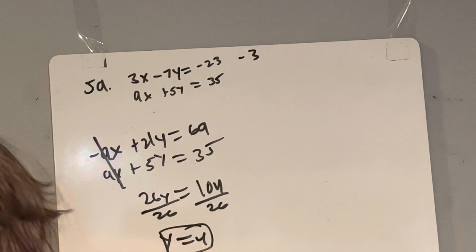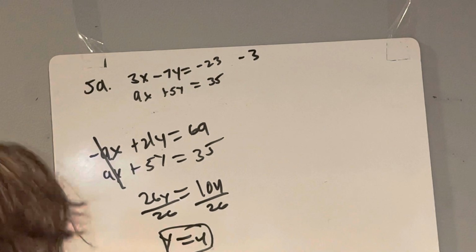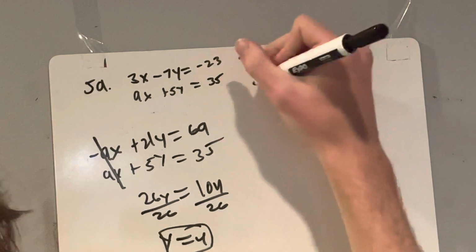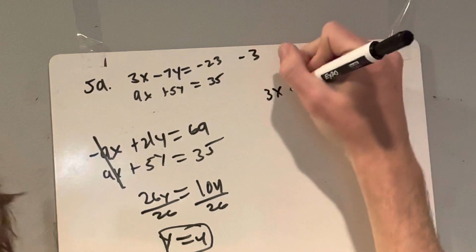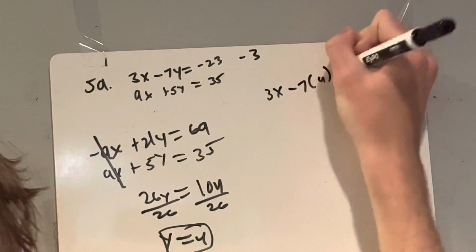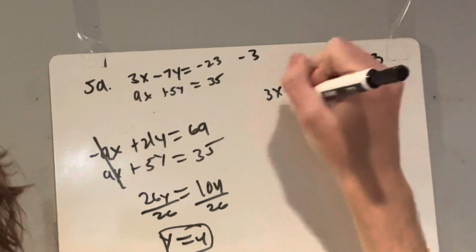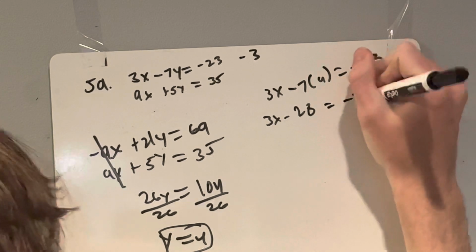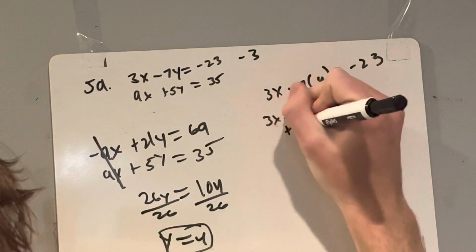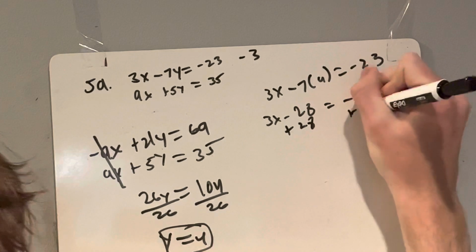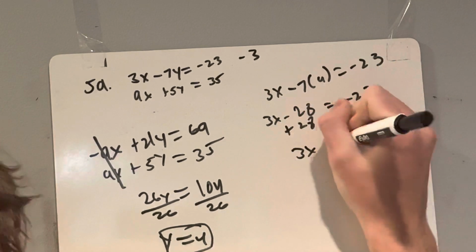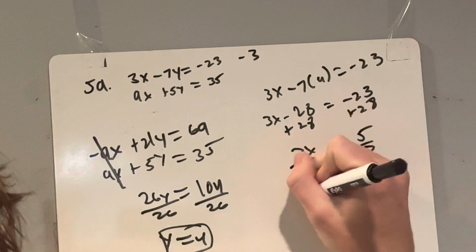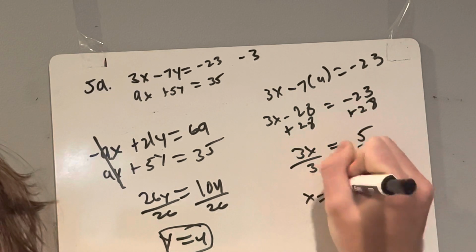Now that I have that number, I'm halfway there. I have to plug it back into one of our original equations to figure out what x is. So I'm going to choose to plug it into the top equation. 3x minus 7 times 4 equals negative 23. 3x minus 28 equals negative 23. So if I add 28 to both sides, I get 3x equals 5. If I divide both sides by 3, I get x equals 5/3.